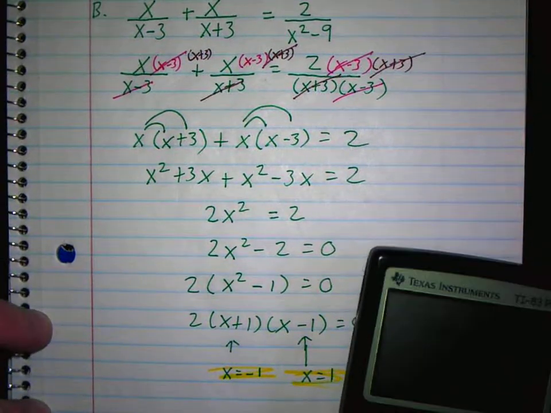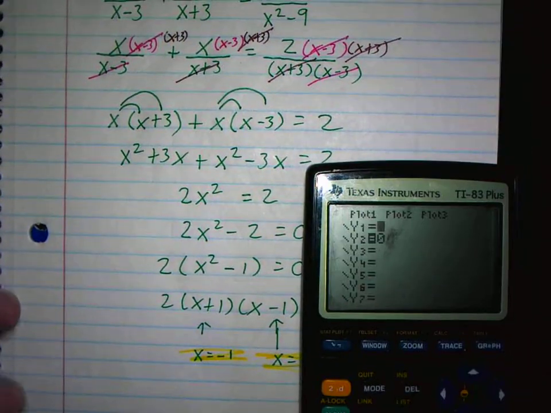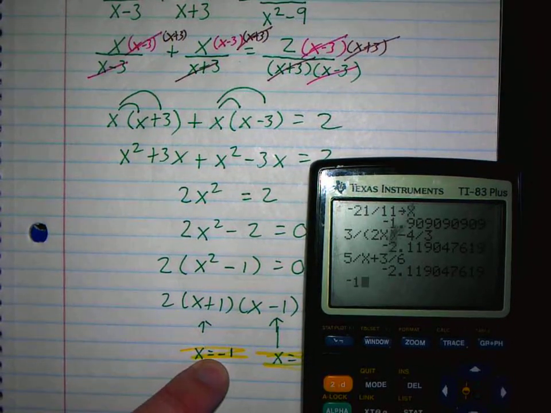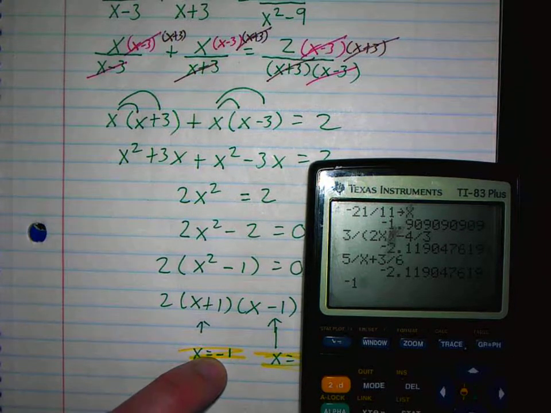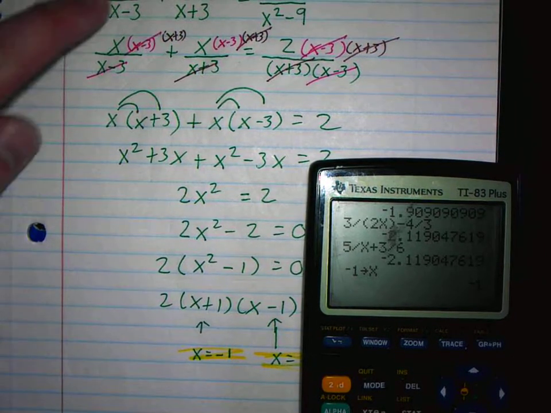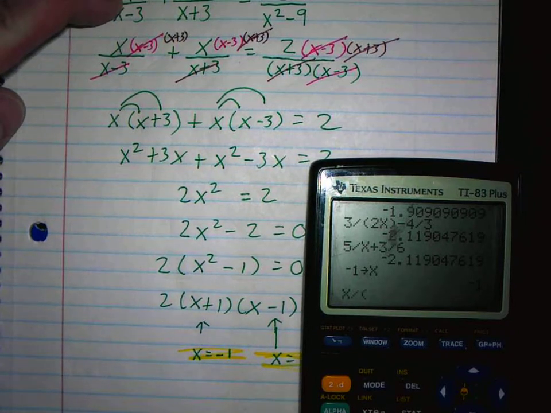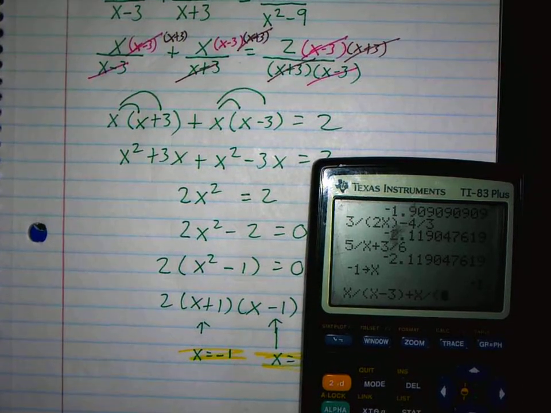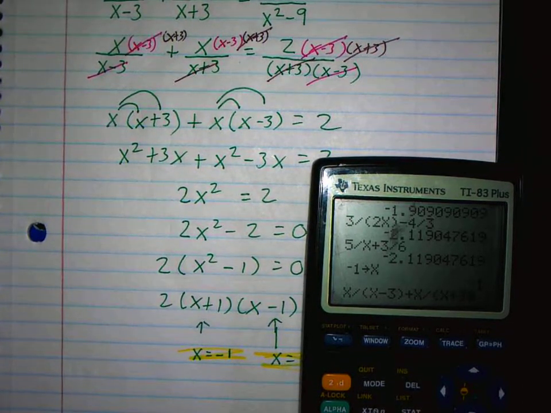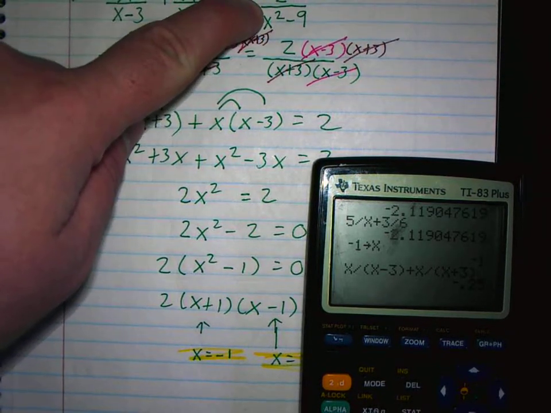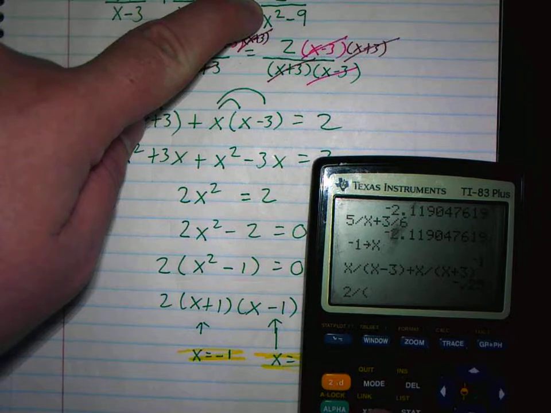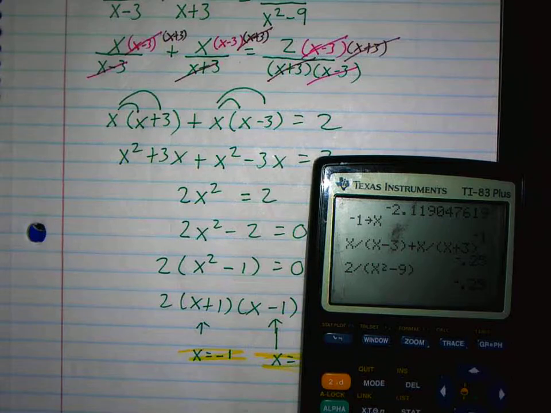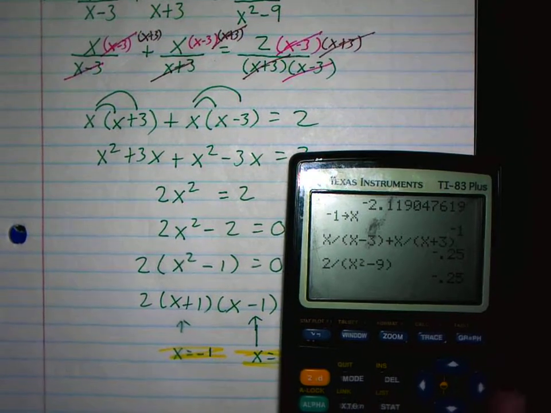I have to make sure they're not extraneous. So again, I'm going to take negative 1, store it to x, STO, it's by the on button, store to x, and then I'm going to type x divided by x minus 3, I need to put x minus 3 in parentheses, plus x divided by x plus 3, get a decimal, and see if that equals 2 divided by x squared minus 9 in parentheses. They both equal negative 0.25, they're equal. Right? I know it's kind of hard to see.